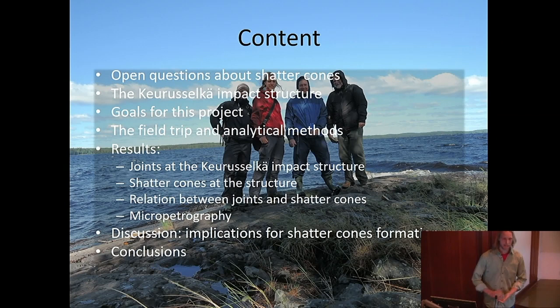We were looking at joints in the impact structure to find the impact of the meteorite on the local geology, look at shatter cones at the orientation, and try to find a possible relation between them and jointing. Also, some samples were taken. I will be going over the micropetrography that we did, and of course, discuss all the results.